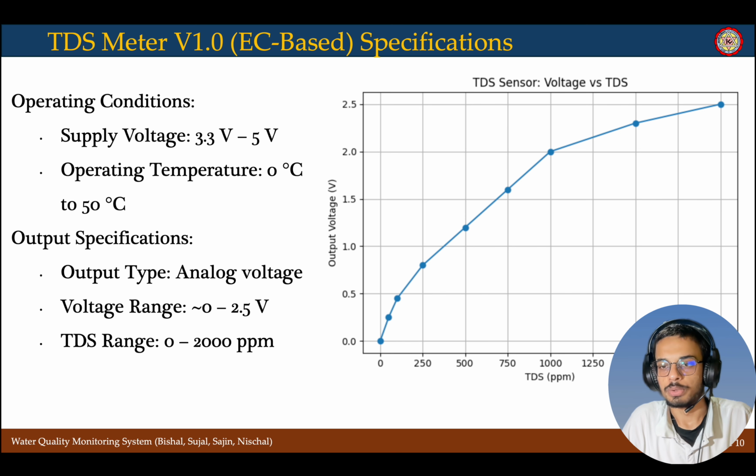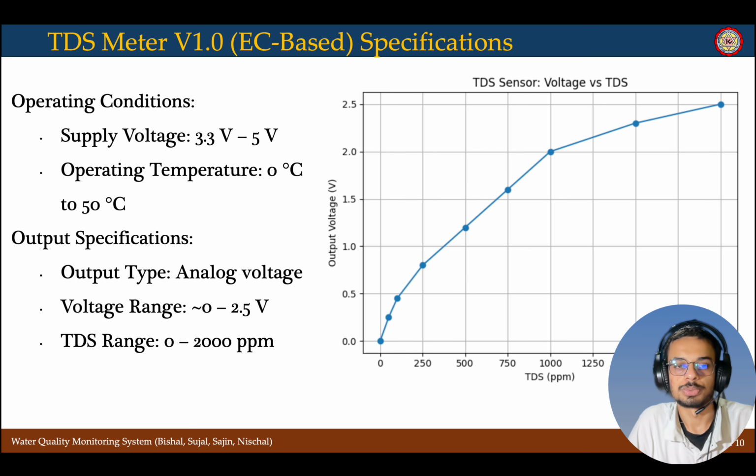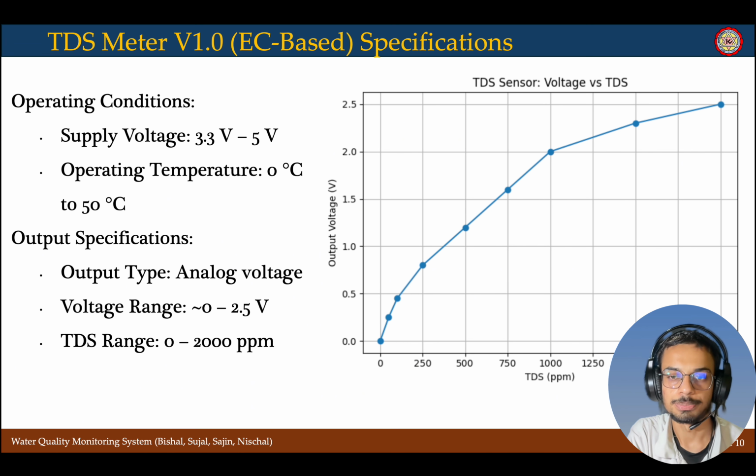So high voltage means a high TDS value, and low voltage means a low TDS value, which is shown in the graph. The operating conditions are a supply voltage of 3.3 volt to 5 volt, an operating temperature of 0 degrees Celsius to 50 degrees Celsius, and the output specification is an analog voltage ranging from 0 to 2.5 volt. The TDS range is 0 to 2000 ppm.